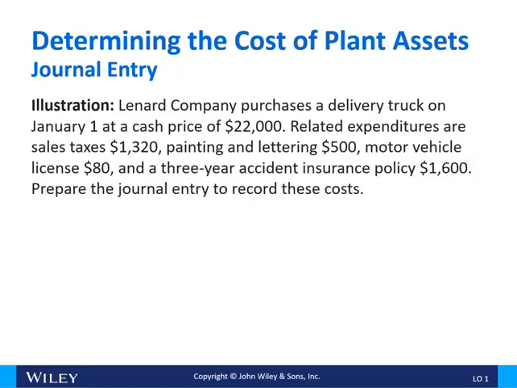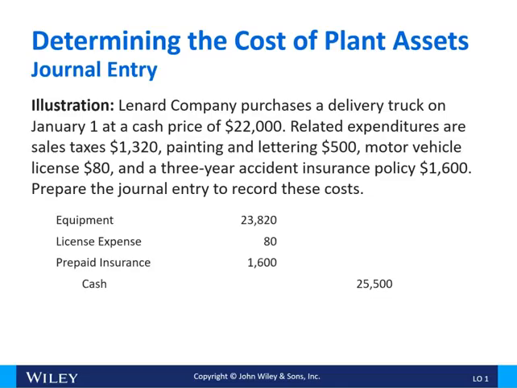What's the journal entry to record these costs? We're going to debit equipment, the $23,820 that we calculated on the previous slide. Debit license expense, because we're going to expense that when we incur it. And then debit prepaid insurance for the insurance policy. And then we paid cash for all those, so we credit cash $25,500. So that's how we record all those costs.